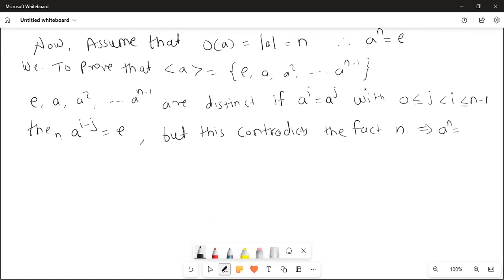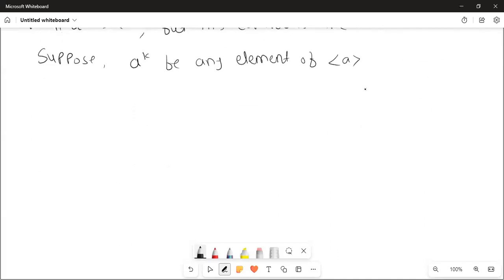That means a^n = e. Now suppose a^k be any element of the generators of A. Then here we use the division algorithm. By the division algorithm, there exist q and r belonging to Z such that, here k is the smallest positive integer.